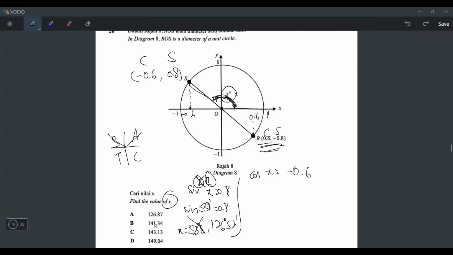But I realized in the options they never put degrees and minutes. So let's use the calculator and change back to the decimal answer. My calculator says it's 126.869. So yes, A is the answer.